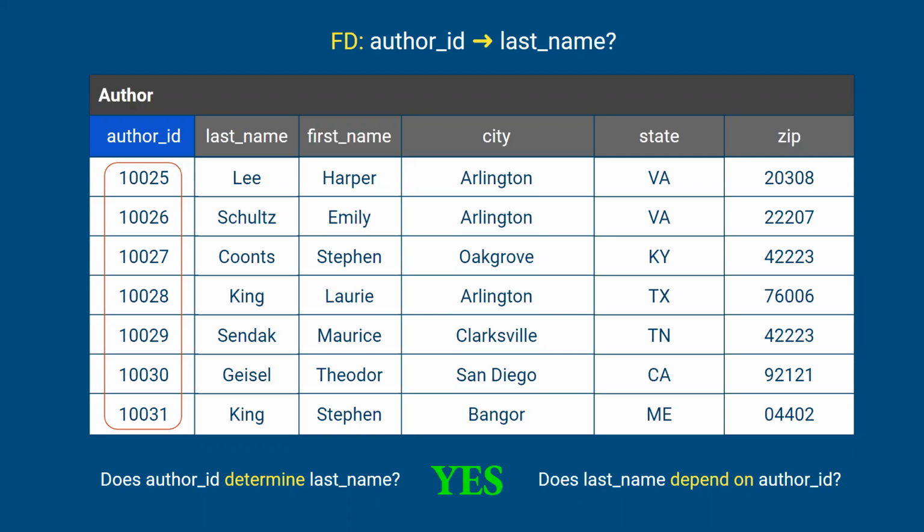Yay, we finally found one. Author ID determines everything else. So does it determine last name? Yes. First name? Yes. City? Yes. All of this. In this domain.